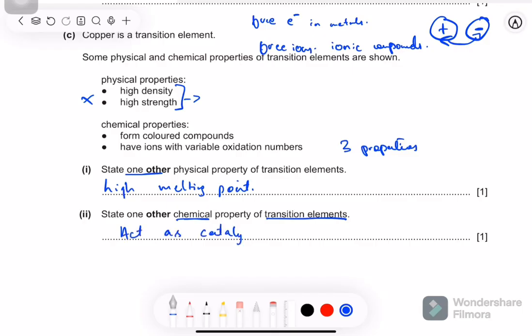This is related to the chemical composition, the number of electrons, the number of protons. That's why we have this as a chemical property. But this is related to the bonding or the structure of the metal, so a physical property.